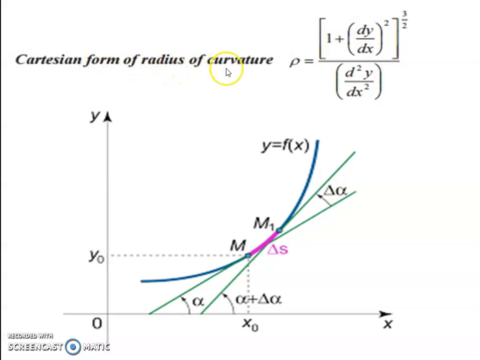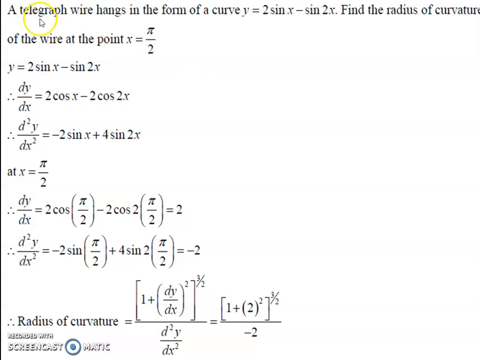Cartesian form of the radius of curvature. It is the formula rho is equal to 1 plus dy by dx whole bracket square, 3 by 2, upon d square y upon dx square. Exactly at the point, we have to consider this portion as the radius of curvature. We have to define it in a mathematical way. We have to take the example. A telegraph wire hangs in the form of the curve y is equal to 2 sin x minus sin 2x. Find the radius of curvature of the wire at the point x equal to pi by 2.